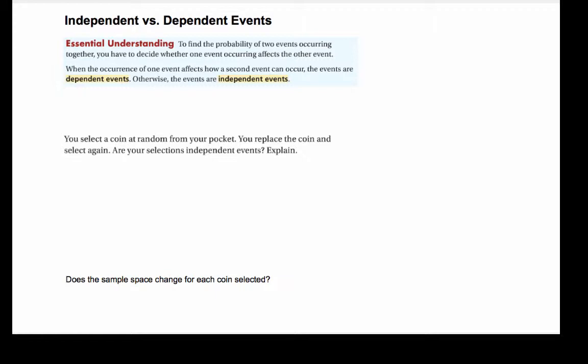If you were to keep that coin out the second time you pulled a coin out of your pocket, then those would be dependent events because you wouldn't have the same number of coins in each draw. So does the sample space change for each coin selected? And again, the answer is yes. The sample space will be one less coin on the second time you pull a coin out of your pocket. And every subsequent time after that, if you didn't replace the coin each time, your sample space would continue to decrease, thus changing the probability every time. And those would all be dependent events.